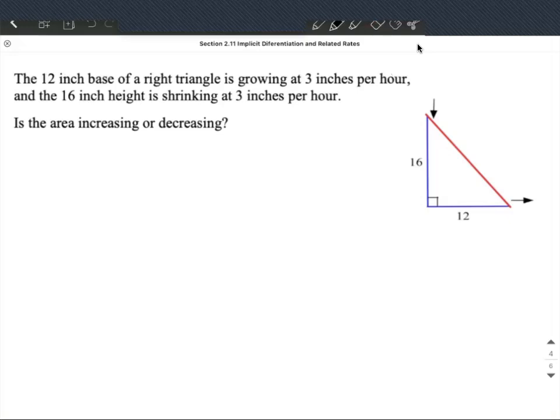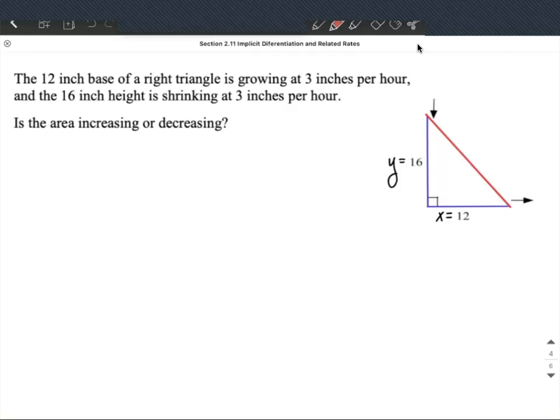So as we get going on this, I'm going to start labeling the sides of our triangle. Okay, I'm going to say this is our x side, as we normally think of it on a coordinate axis, and this is going to be our y side over here. So we know currently x equals 12 and y equals 16. But we're also told about how those are changing, right?